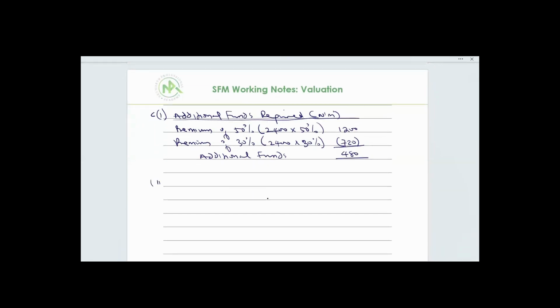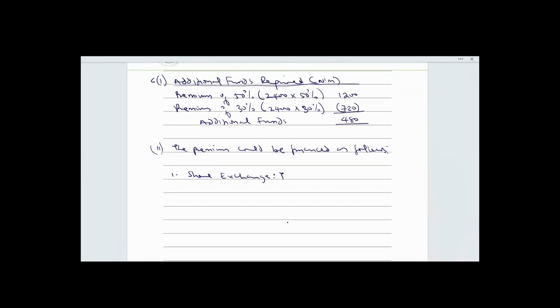So C2. The examiner is also asking how the premium could be financed. I would say the premium could be financed as follows. As far as M&A is concerned, there are three common ways of financing an acquisition. One, share exchange. Because of time, it's not enough for you to just list the methods of financing the acquisition. You need to comment on each method of financing.